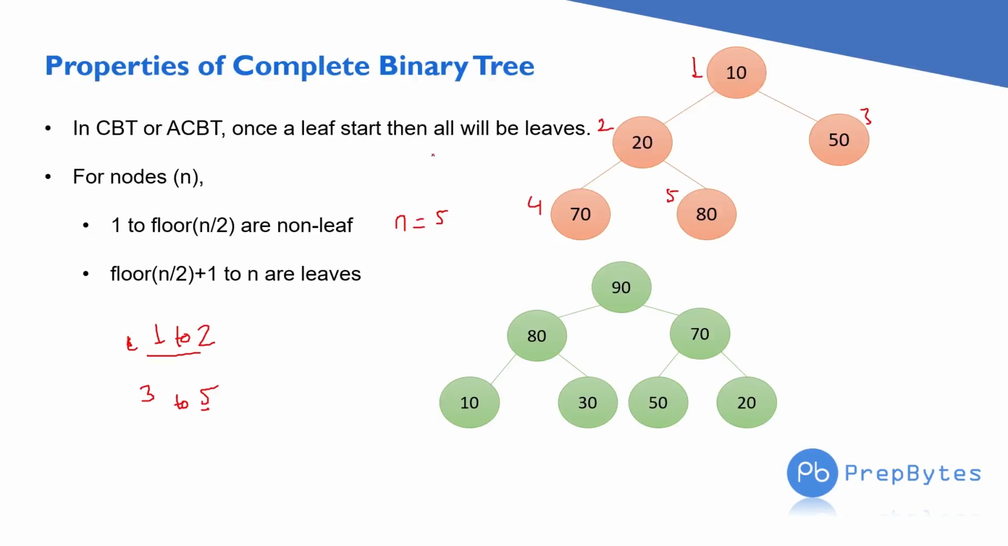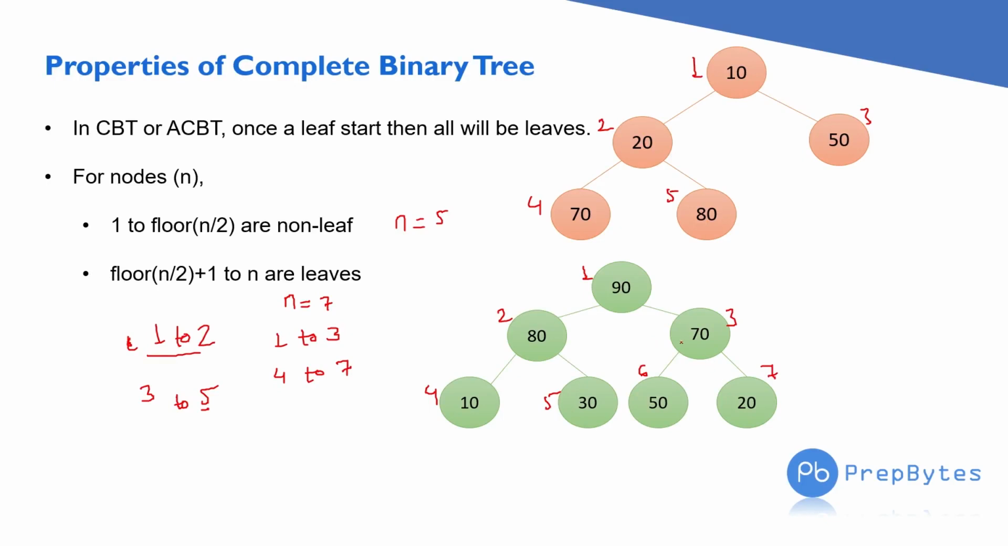So here, let's number them first. So it is 1, 2, 3, 4, 5, 6 and 7. So n becomes 7. So 1 to floor of 7 by 2, which will be nothing but 3, are non-leaves, and from 4 to 7 are leaves. Let's check. So 1, 2 and 3 are non-leaves, and 4, 5, 6 and 7 are leaves, correct? So just keep this in mind.